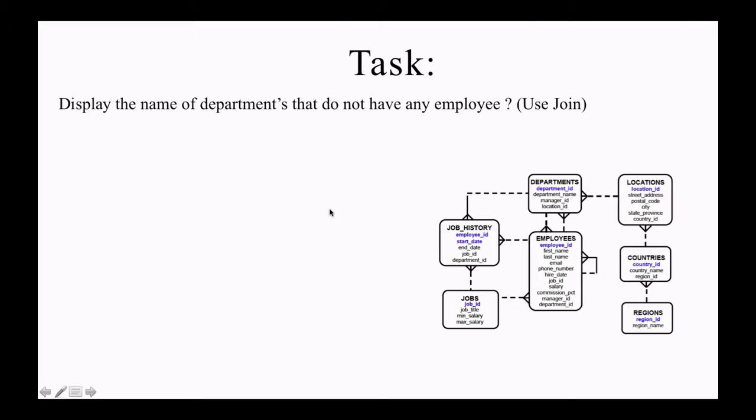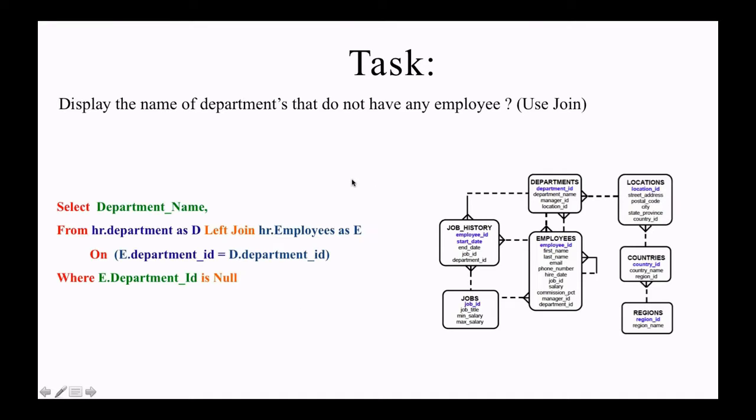So I think I have a few answers. The right answer for this one is select department name. You want the names of the department, so just department names from HR.departments as D, and left join HR.employees, and you want where department ID is null. So you want the names of the department where there's no employee.